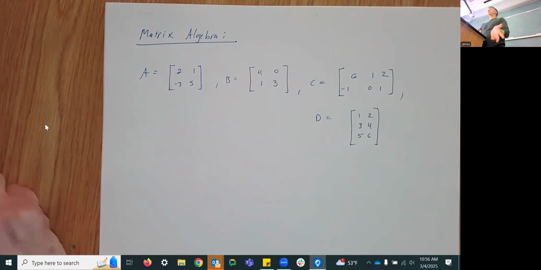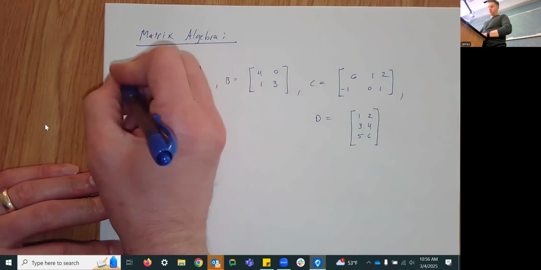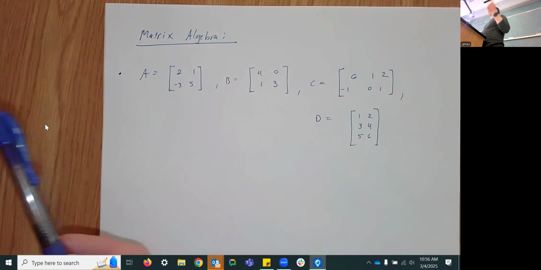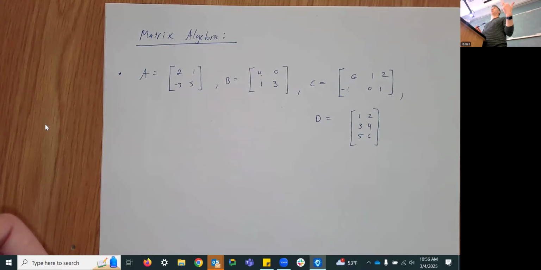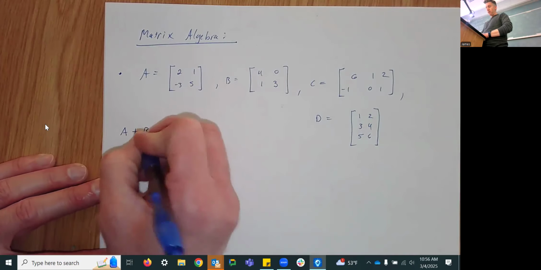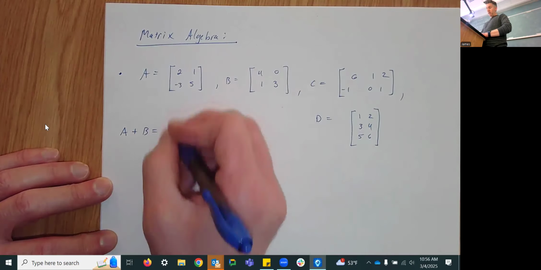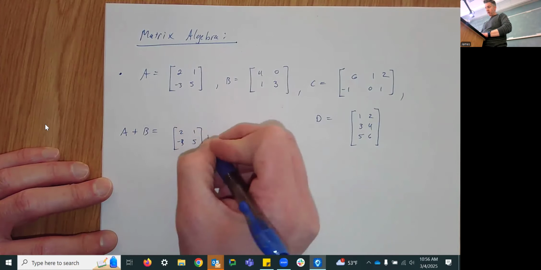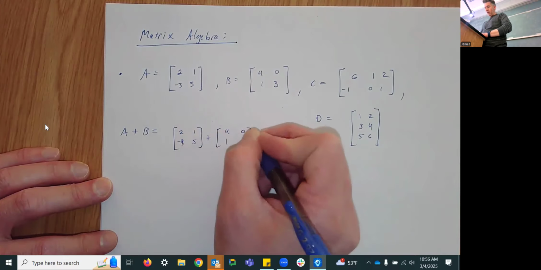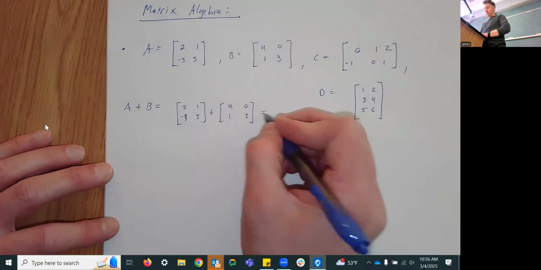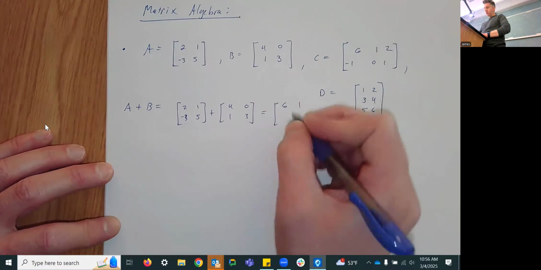Many of the matrix things we do are going to work how you would imagine they would. Adding matrices, subtracting matrices, multiplying a matrix by a scalar, all those work how you might imagine. So for example, if I wanted to find A plus B, I'd get 2, 1, -3, 5 plus 4, 0, 1, 3. And then, just like with vector addition, you add the corresponding components together. So you'd get 6, 1, -2.